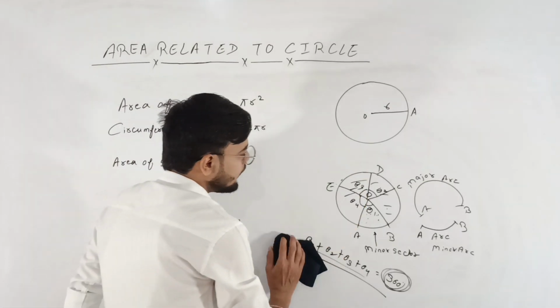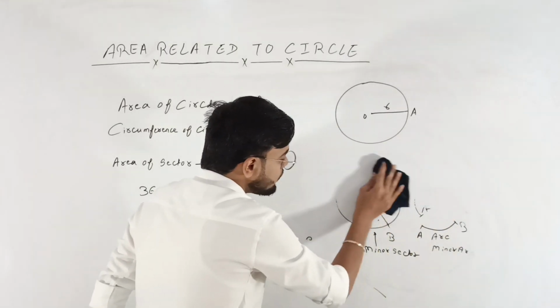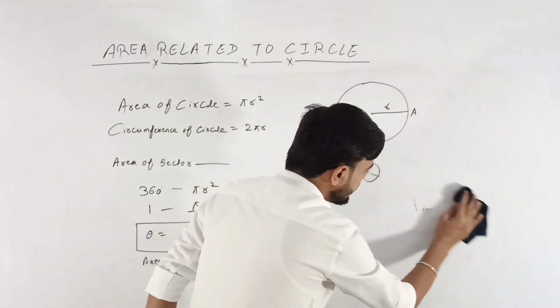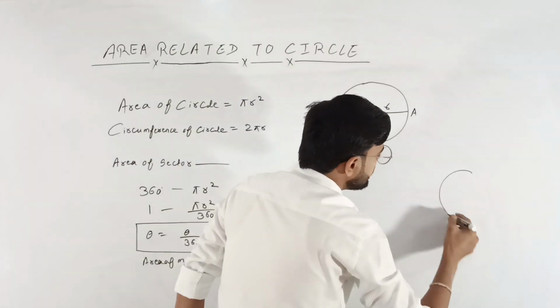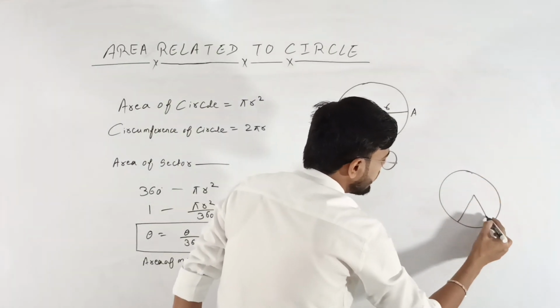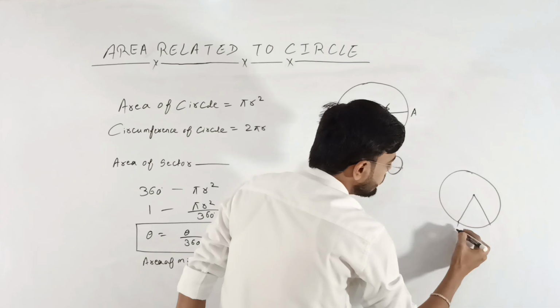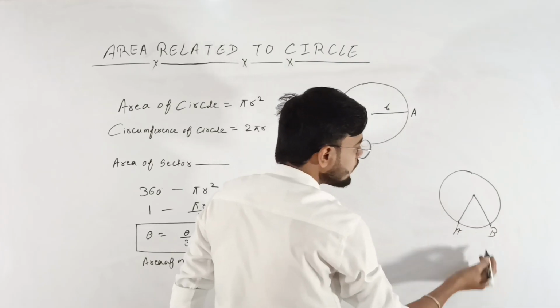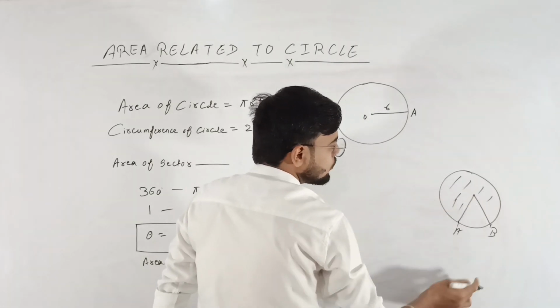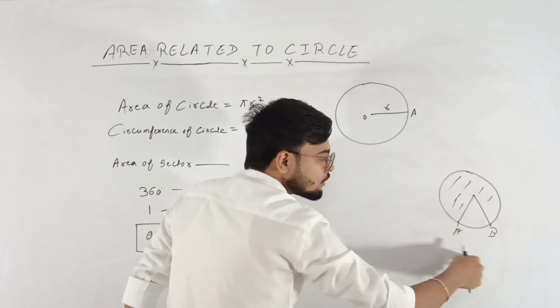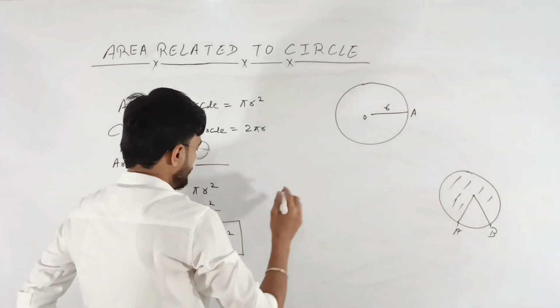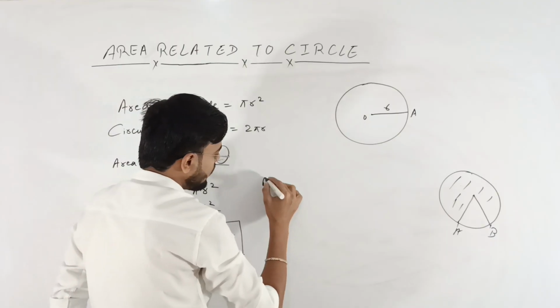This is the area of the minor sector. Then what is the area of the major sector? Area of circle minus area of minor sector. Look here, this is my circle, this is my minor sector. Now I have to find the area of this one. So what I do, I subtract the area of this minor sector from this whole circle, then I get the area of this part. So what is the area of the major sector?